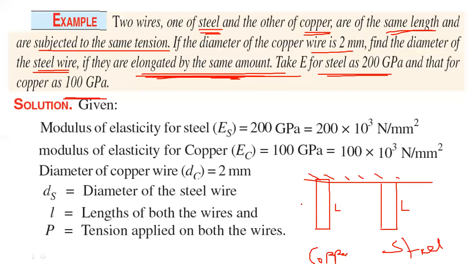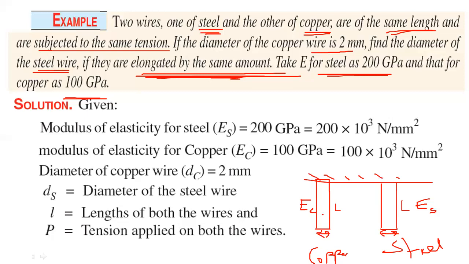That's why the Young's modulus of copper is different, and this is the Young's modulus of the steel. Steel material has high strength, that's why the Young's modulus of the steel wire is higher than the value of copper. So that's why there is a difference in strength. Then the diameter of the copper wire and the diameter of the steel wire are both different, so you have to find the diameter of the steel wire.